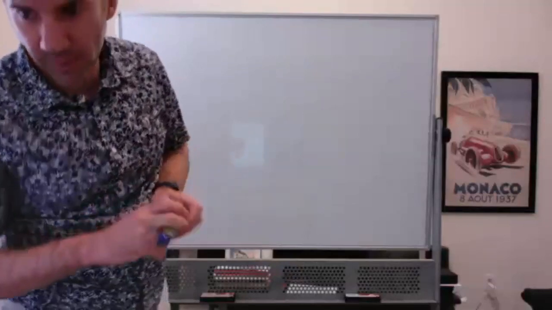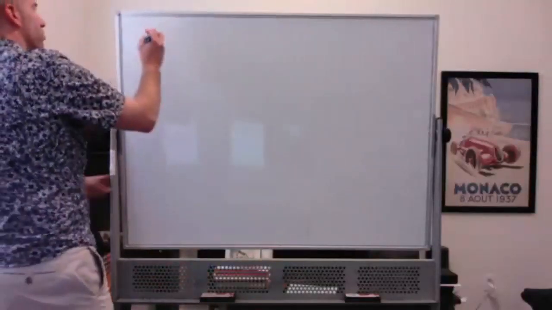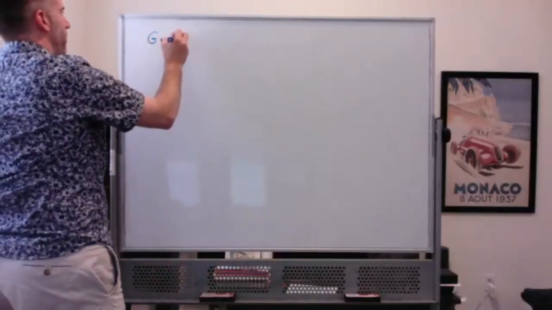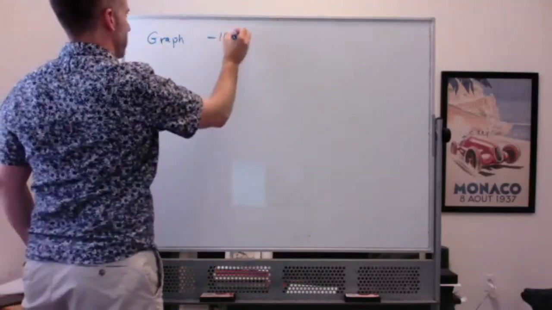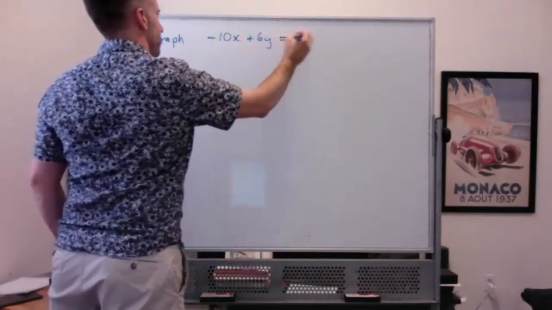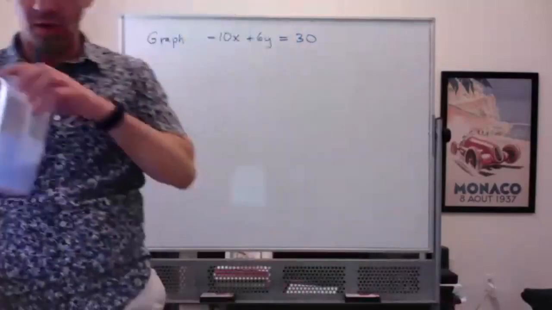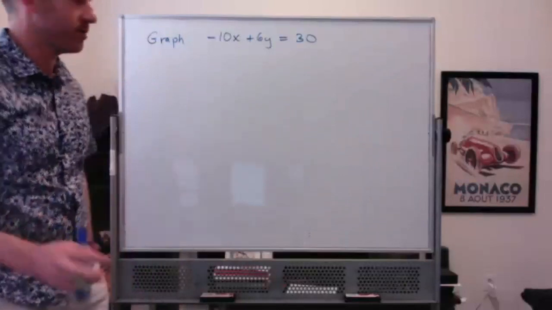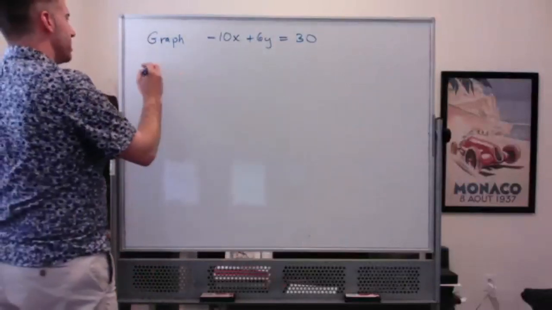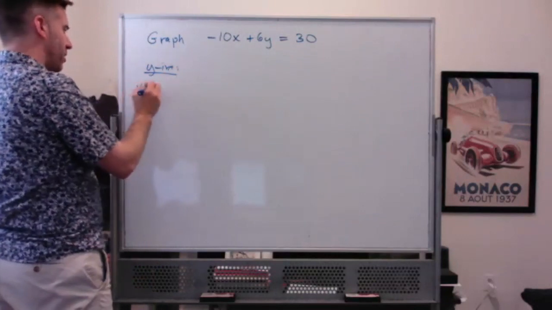Let me give you one more example. Let's graph negative 10x plus 6y equal to 30. We're just going to graph it, and then afterwards we'll talk about the slope. This one, the slope is going to be a little nicer to find. So let's see, y-intercept. We're going to set x equal to 0.